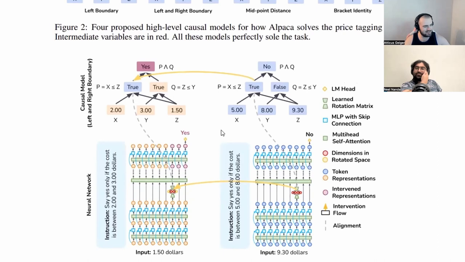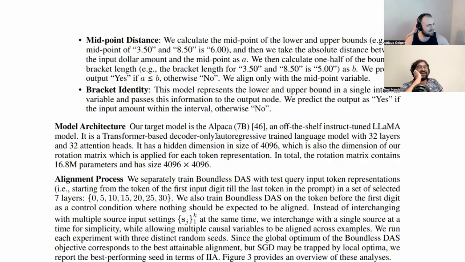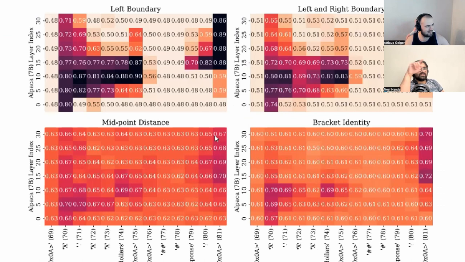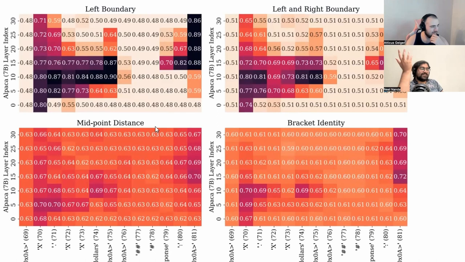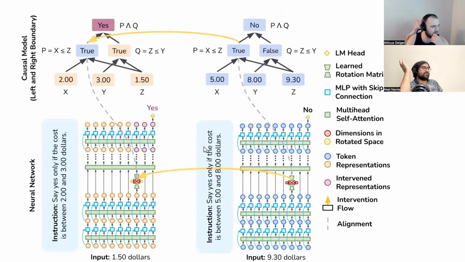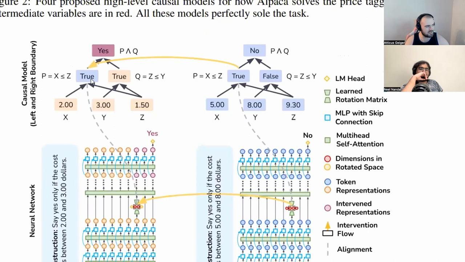So we've got two inputs, X and Y, the top and bottom bounds, and we've got a third input, the price. I feel like we should have finished explaining figure two and figure three. I don't know what these heat maps mean. Maybe the heat maps are wrong. So for figure two and figure three, we're just looking for a representation of this binary variable in the network. Makes sense. I also note the typo in the figure two caption: all models perfectly solve the task.